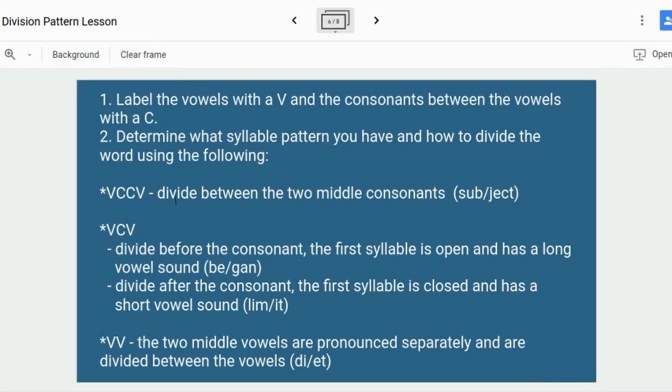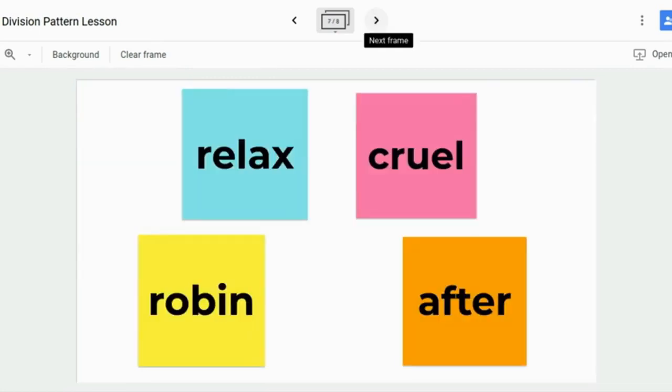We're going to practice some together. You're welcome to follow along, or if you have a whiteboard or a piece of paper near you, if you want to practice along with us by writing the words, labeling, and dividing, you're welcome to do that as well. You'll be doing some of these on your own in a little bit.